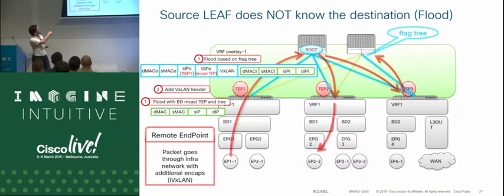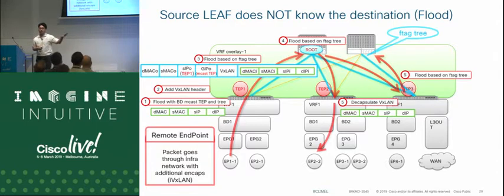Then the spine will just check this outer header, then follow the FTAG tree ID. Then it reaches leaf 2 and leaf 3. And in this case, the flood traffic is within bridge domain 1 because it came in from bridge domain 1. So leaf 2 will decapsulate the packet and then do the rest of the flooding on this leaf for bridge domain 1. But leaf 3, it doesn't have bridge domain 1, so it doesn't do anything.